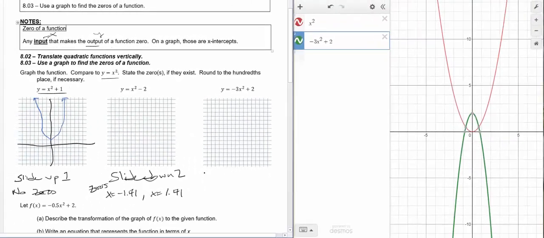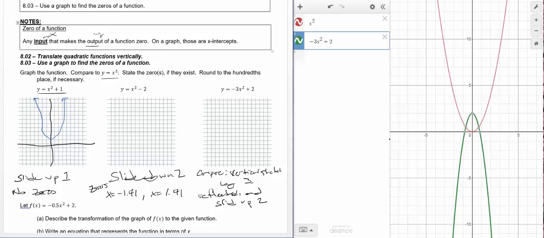So what comparisons? This was a vertical stretch by a factor of 3. This is reflected. And this was translated, or slid up, by 2.